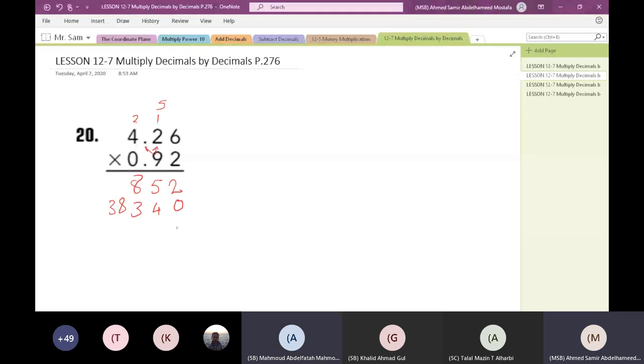First of all, we have to put two zeros. Zero times six is zero. Zero times two is zero. Zero times four is zero. Perfect. Now let's add.